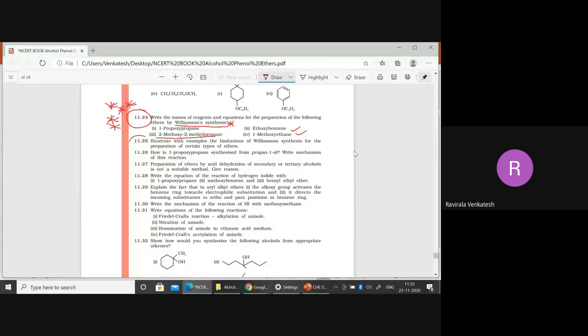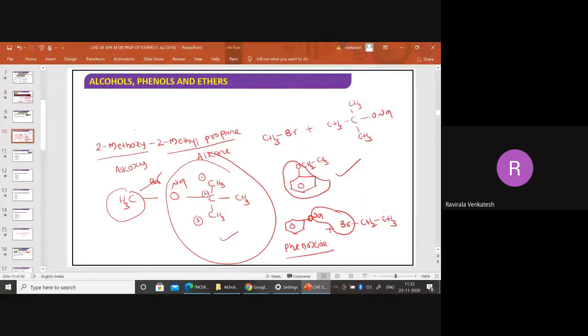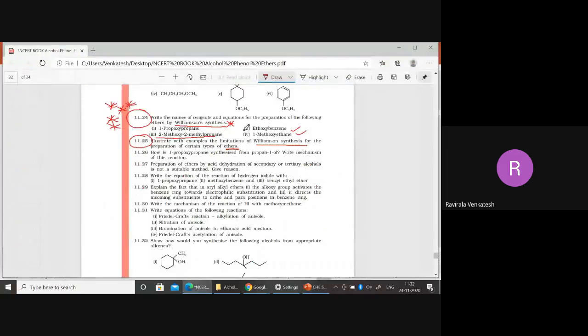Now 11.25: illustrate by example the limitations of Williamson synthesis for the preparation of certain types of ether. Just now what we discussed, same thing. This part only they are saying here. Limitation. Okay, so this is about what? Exercise, right? The remaining, we'll see.